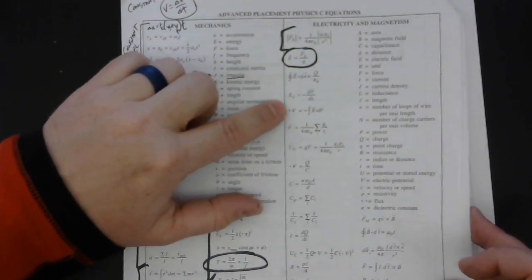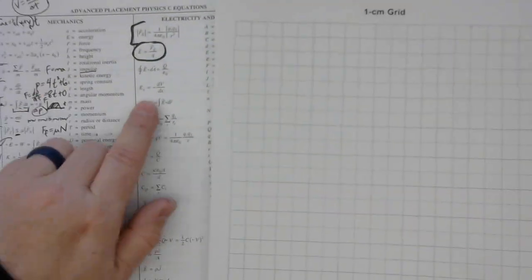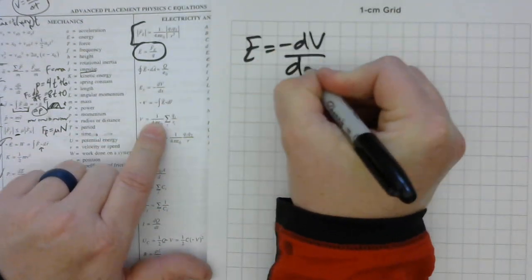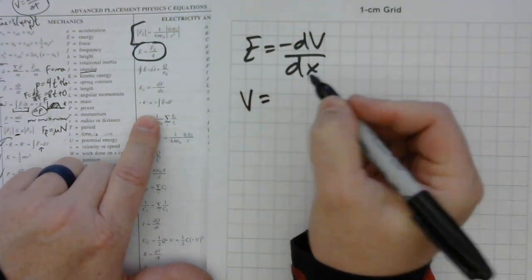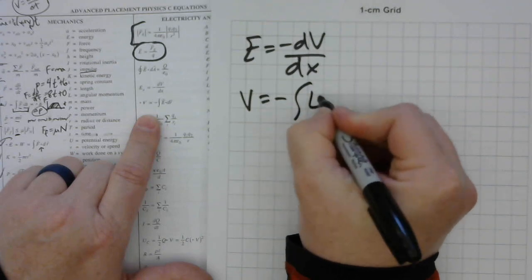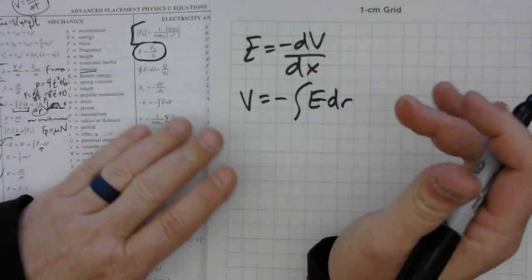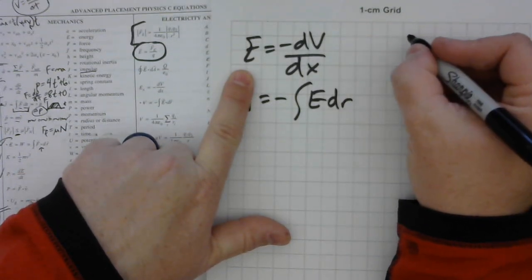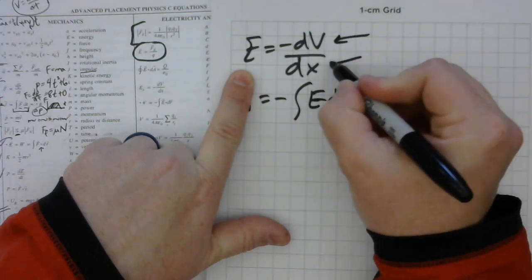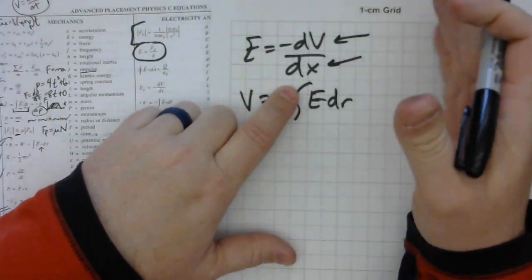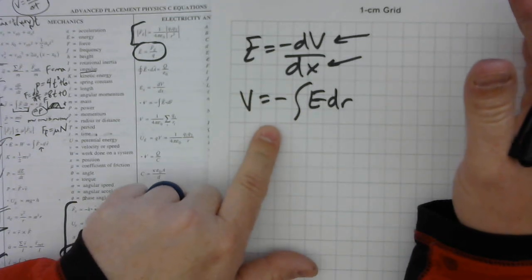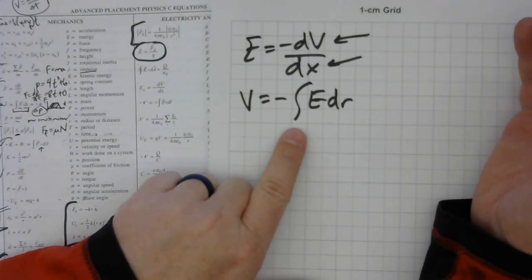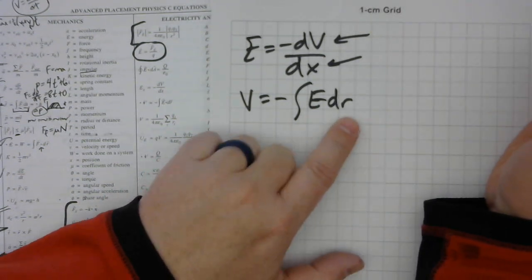Okay, next one is electric field equals negative dV dx. So electric field is negative dV dx. And then the one below it is the integral of that, the negative integral of E dr. Let's talk about what this means. This means that as I have an electric field, my voltages will change as I move through that field. What this one means is the voltage I have, the potential, I should call it, the potential is I can integrate across that E field through a distance.